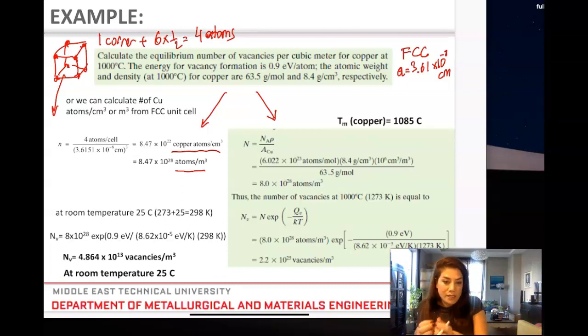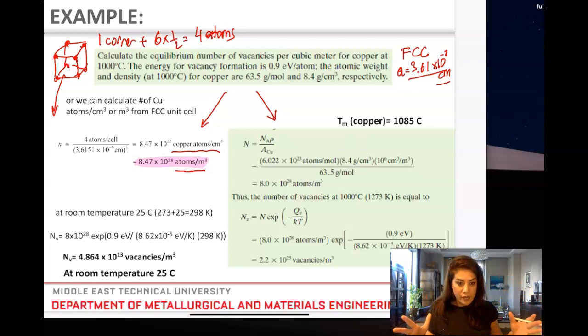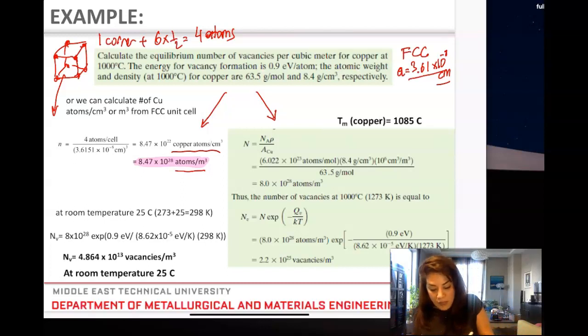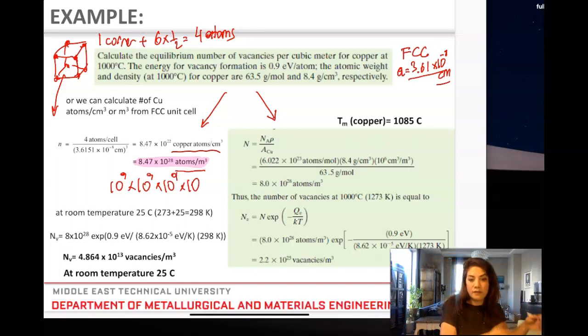I can either go from that unit cell discussion, or I'll show you we can go from the density discussion. Let's do this first. If there are 4 atoms in a unit cell, and I divide that by the volume of the cube, where one side is the lattice parameter given, I get 8.47 times 10 to the power 28 atoms per meter cubed. If I take a meter by meter by meter copper volume, there are this many atom sites in there. That's a huge number. 10 to the power 28 is 10 to the 9 times 10 to the 9 times 10 to the 9 times 10: billion times billion times billion times 10. It's a lot of atoms per meter cubed.